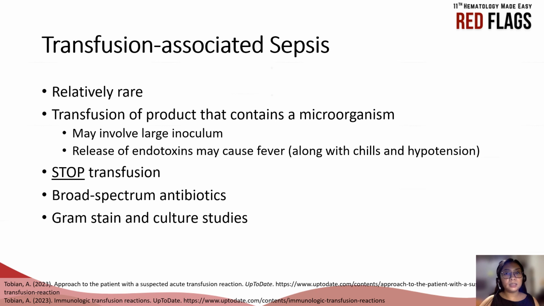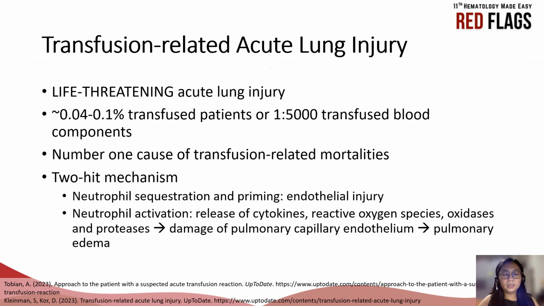This next transfusion reaction is a life-threatening form of acute lung injury. Transfusion-related acute lung injury occurs at a rate of approximately 0.04 to 0.1% of transfused patients, or in approximately 1 in 5,000 transfused blood components.